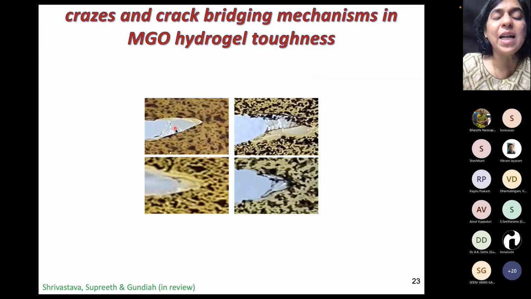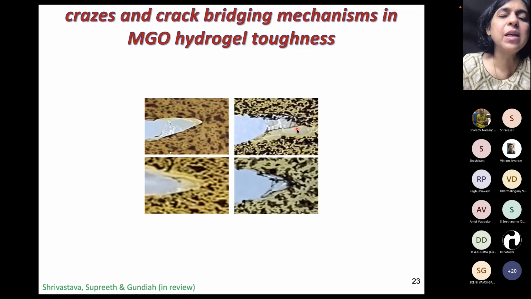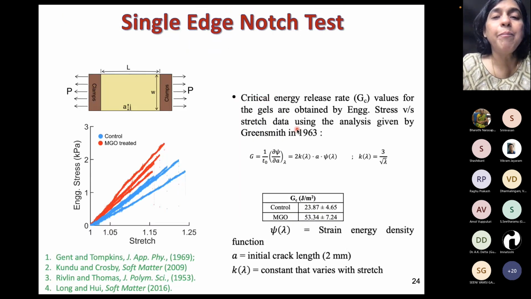And we see that in addition to the crack tip blunting that I mentioned earlier, we also see some crack bridging mechanisms and crazes, which you see over here, that are very characteristic of polymeric materials, and in fact, a source of toughness in polymers, where we have created these zones of what happens ahead of the crack tip as a mechanism of toughening of this polymeric material.